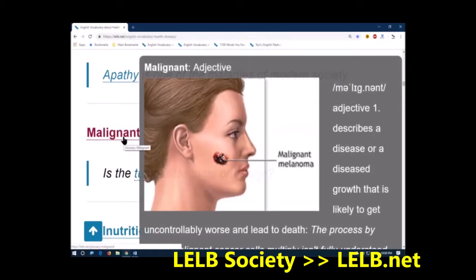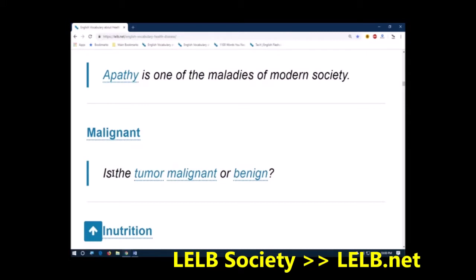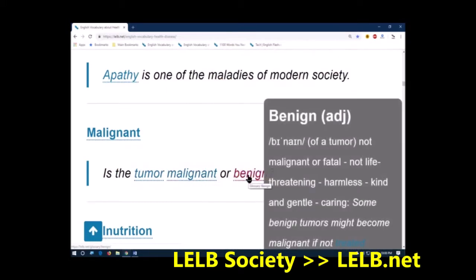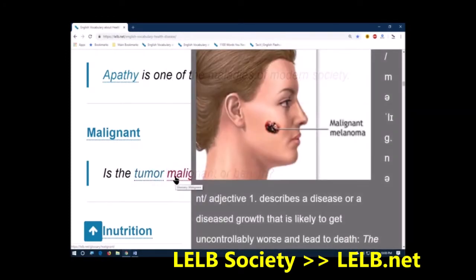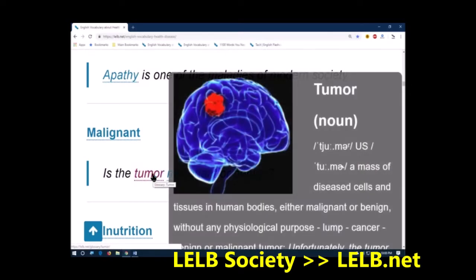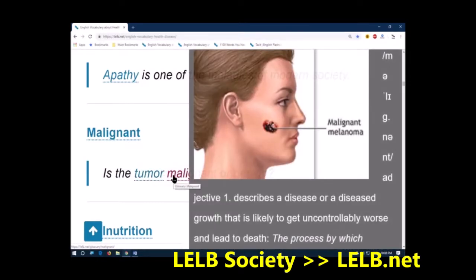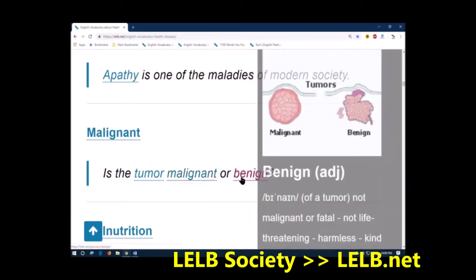Malignant. It describes a disease or diseased growth that is likely to get uncontrollably worse and lead to death. So I told you a tumor, so here we have the example. Is the tumor malignant or benign? So what is a tumor? Tumor is a mass of diseased cells and tissues in human bodies, either malignant or benign, without any physiological purpose. Lump. So a tumor must be either malignant, means most of the time deadly, or benign, means not dangerous, not deadly. So here, not malignant or fatal, not life-threatening, harmless.